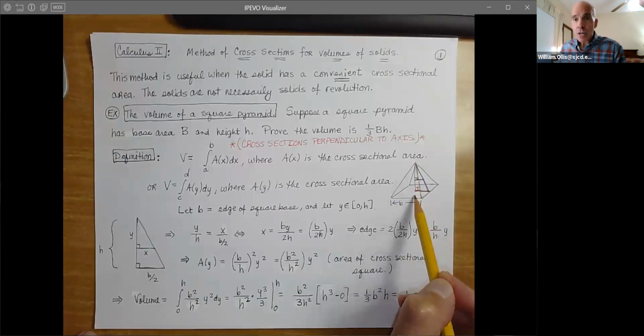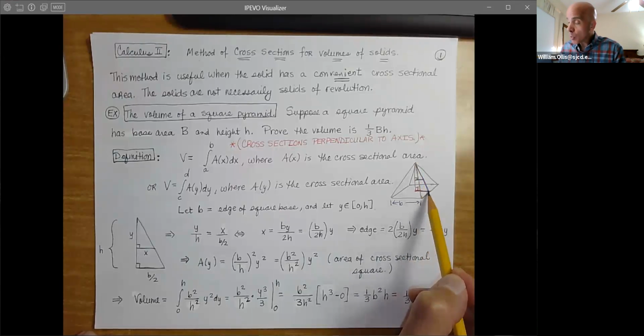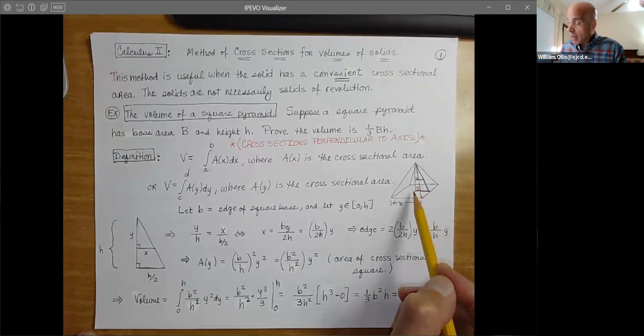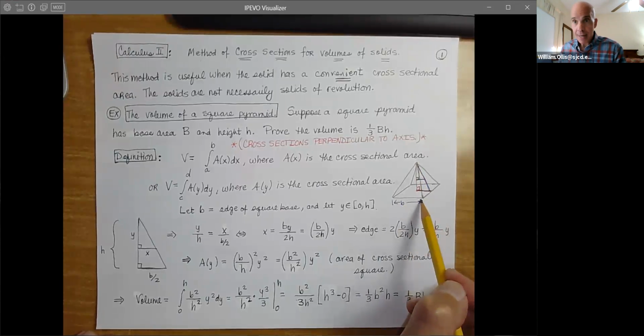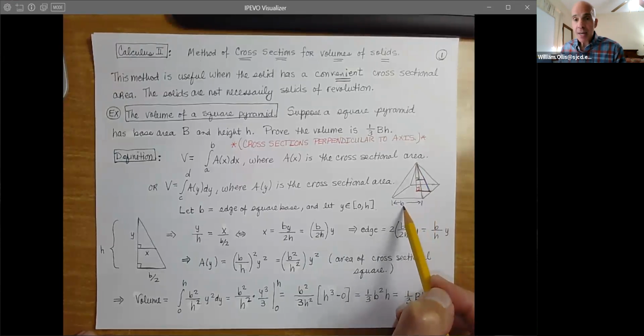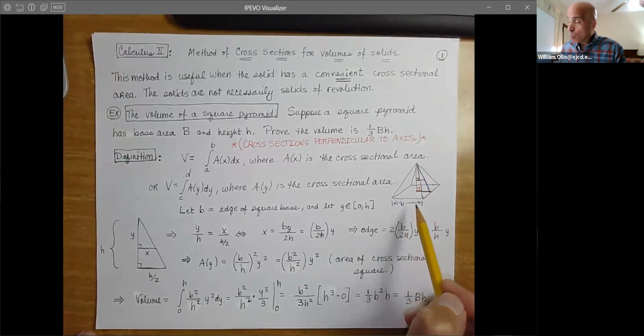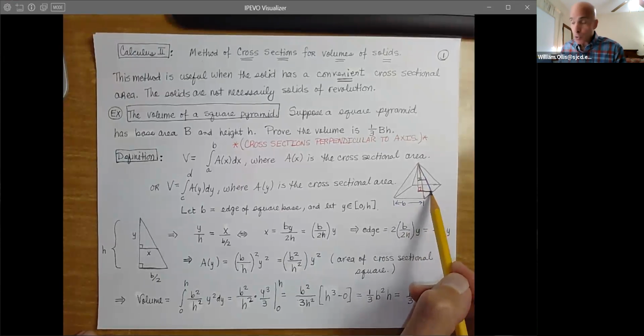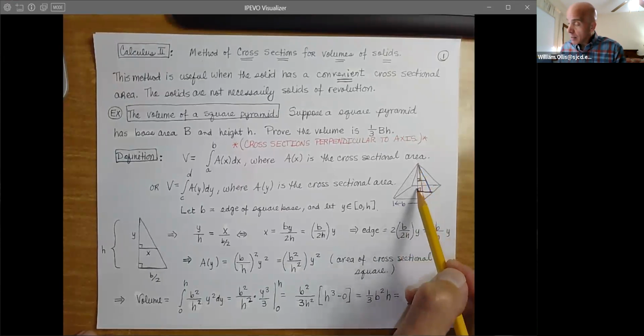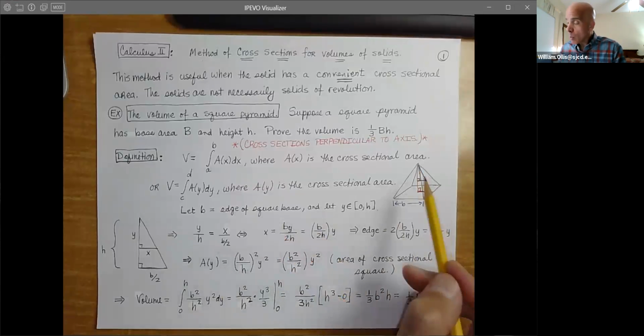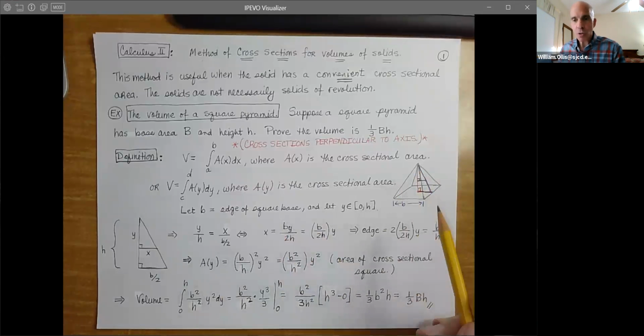Now, to do the square pyramid, we construct a triangle whose leg is on the axis of the pyramid, and another leg perpendicular to the side, which has half the distance from one edge to the second edge. If the edge of the base is B, we take this edge to be B/2, and the leg here will have length H. To move the calculation forward, we also construct another right triangle and utilize similar triangles. So I wanted you to see a picture of how we work the geometry.